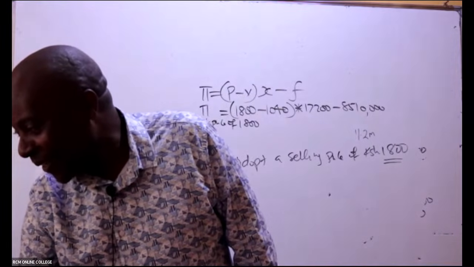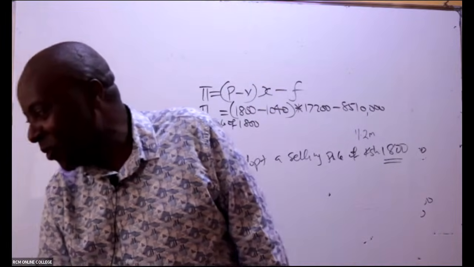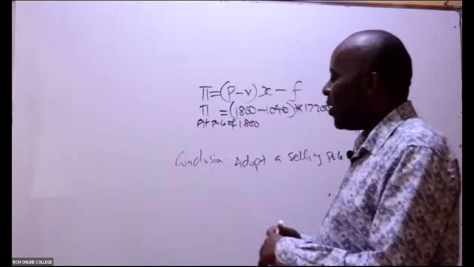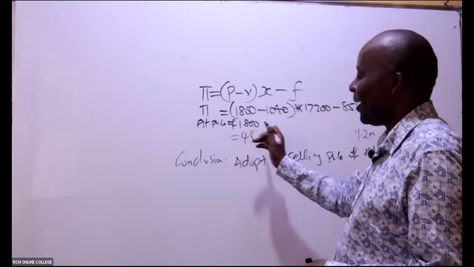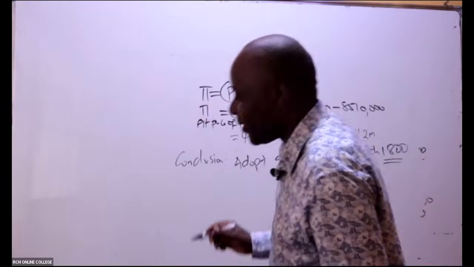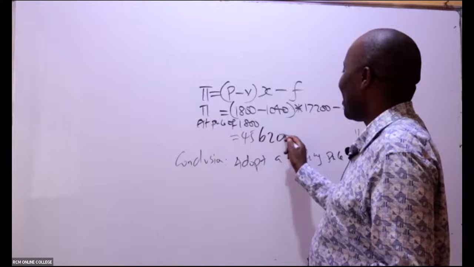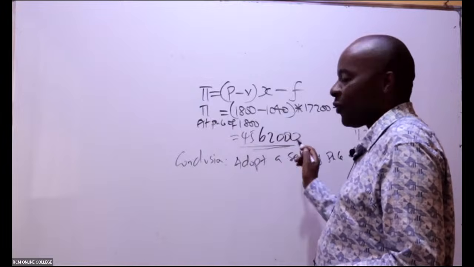Analysis and understanding. So 45, 62. No, you'll be very lucky this time around. Very lucky. 45,62,000. How about margin of safety?